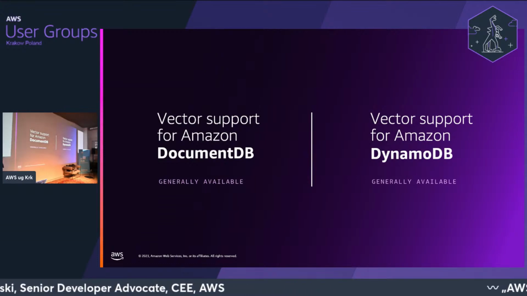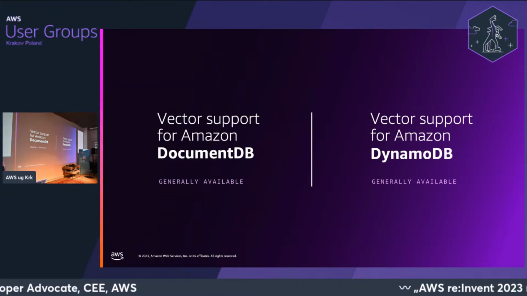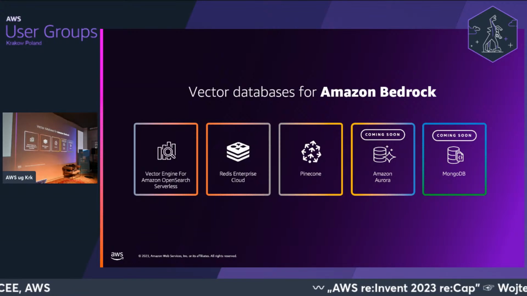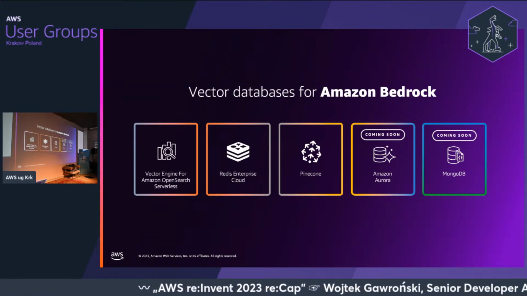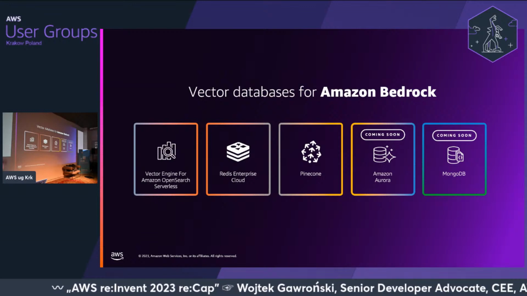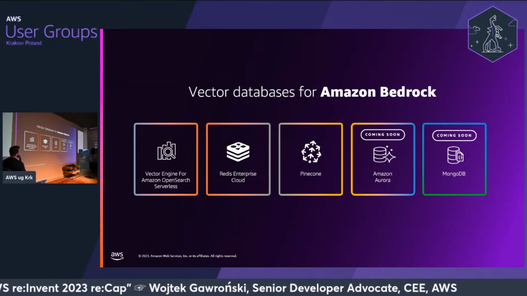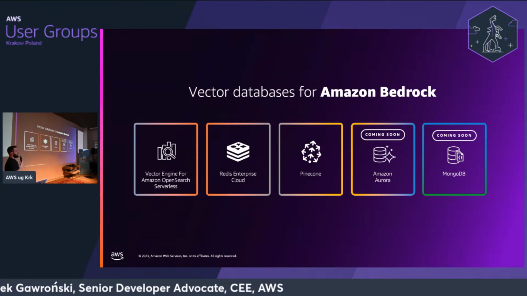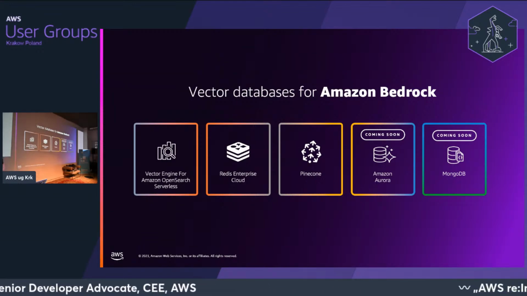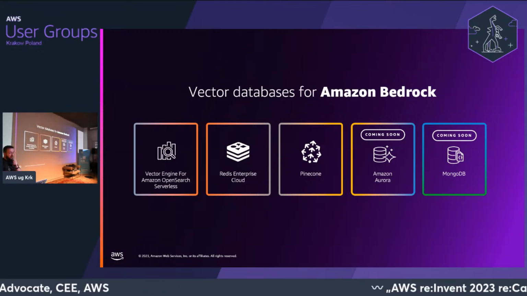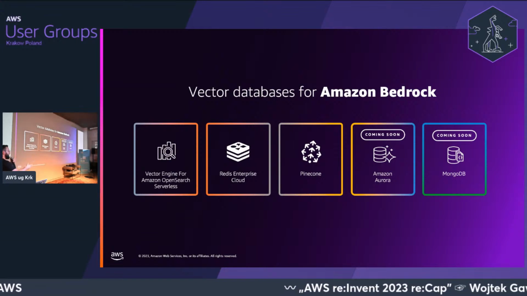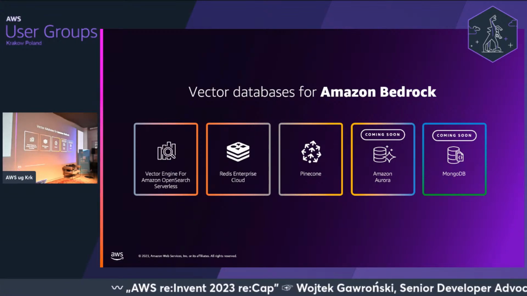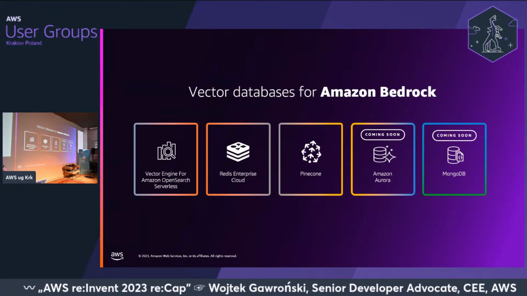For DocumentDB, you can actually connect the DocumentDB seamlessly. And then those vector databases are available for Amazon Bedrock. At the moment, you can use the vector engine from OpenSearch Serverless. You can connect Redis Enterprise Cloud, Pinecone, and those two additional database engines are coming soon. And then having those knowledge bases available, you can actually build applications on top of that.